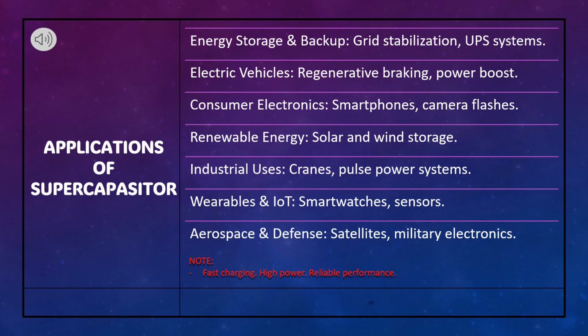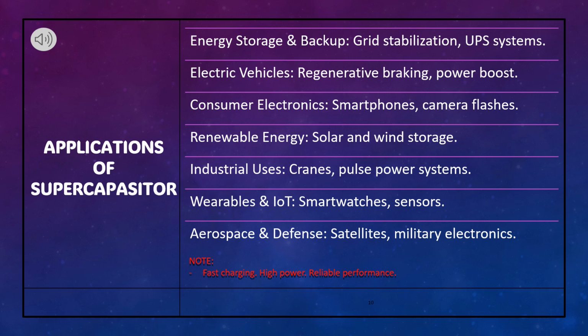Let's continue with the fascinating application of supercapacitors, the feature of fast and efficient energy storage. Supercapacitors are unique because they store energy electrostatically rather than chemically, enabling them to charge and discharge rapidly. This property makes them incredibly versatile across various industries. Firstly, in energy storage and backup, supercapacitors are used in uninterruptible power supplies and help stabilize power grids by providing quick bursts of energy. In electric vehicles, they enhance efficiency through regenerative braking systems, capturing energy when vehicles slow down and delivering powerful boosts during acceleration.